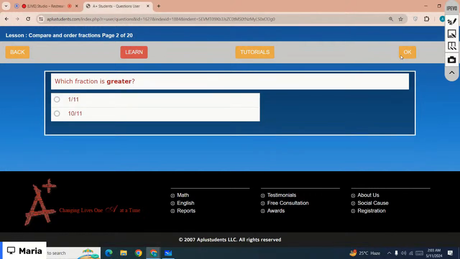Which fraction is greater? 1 by 11 or 1 by 10? Just imagine the shape that has 11 portions. Both of the shapes are exactly the same, and only one portion is colored for the first one. But for the second one, 10 portions are colored, only one left that is not colored. So which is greater? 10 by 11 is greater, because most of the shape is colored. Only one small portion is not colored. So that is 10 over 11.